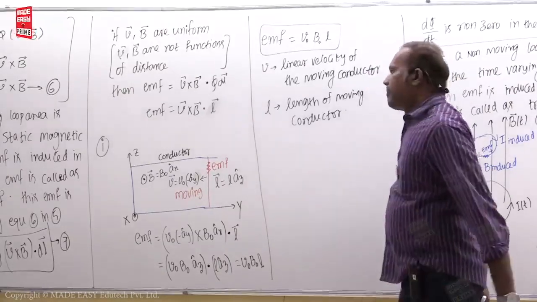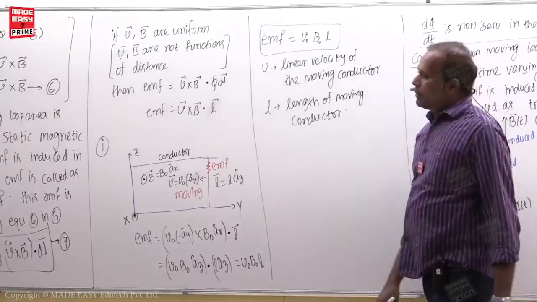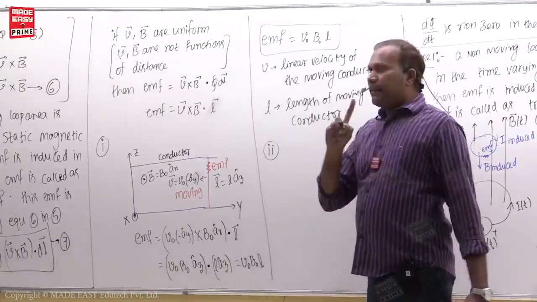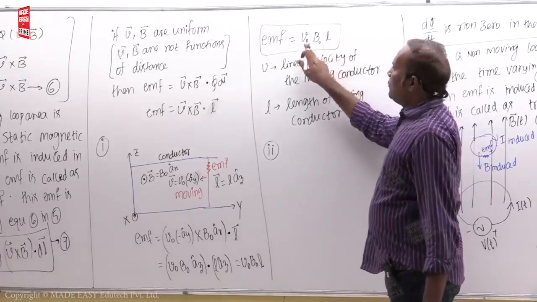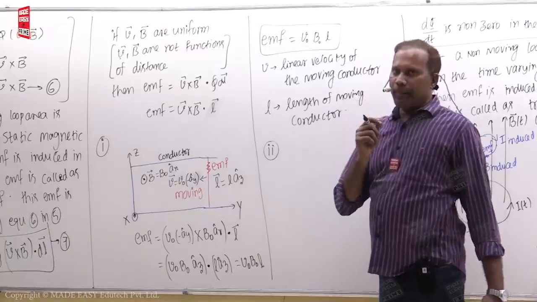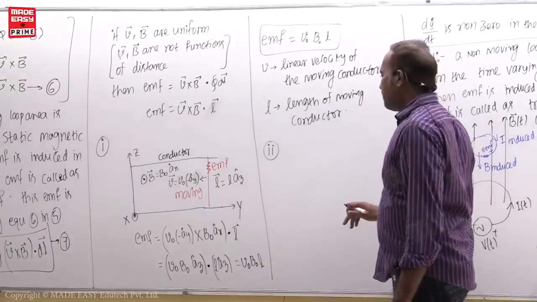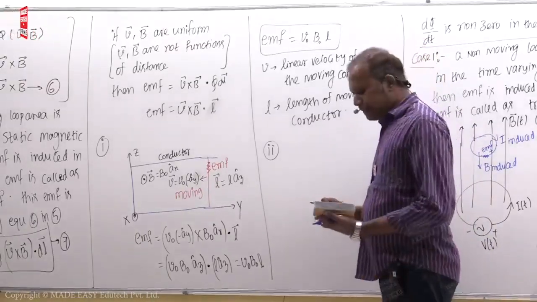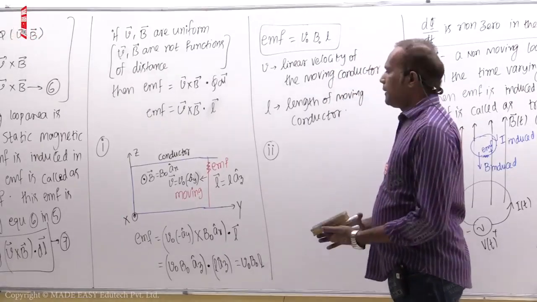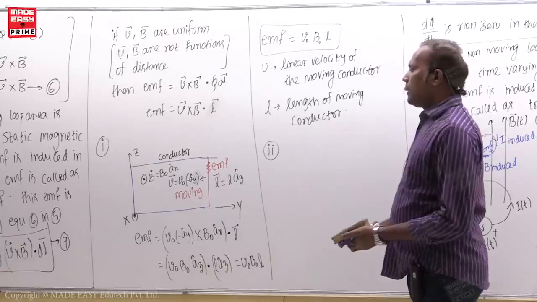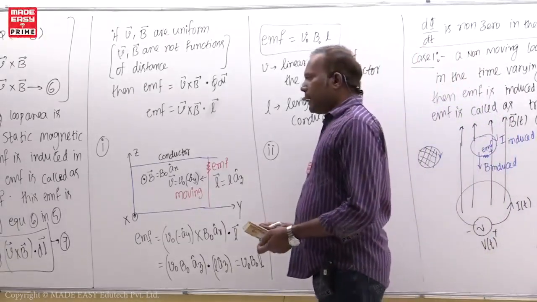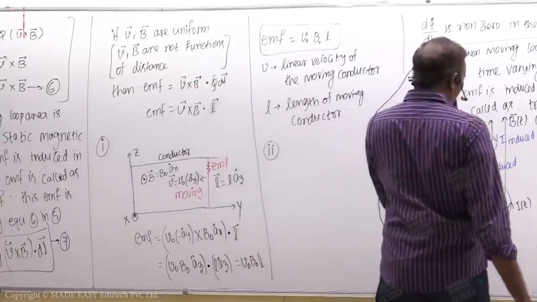Now I am going to explain another one here. Once again I am telling, when will you use this? V and B should be uniform and V, B, L should be mutually perpendicular. Okay students, now let us see the second case. Here let us talk of the cylindrical system.